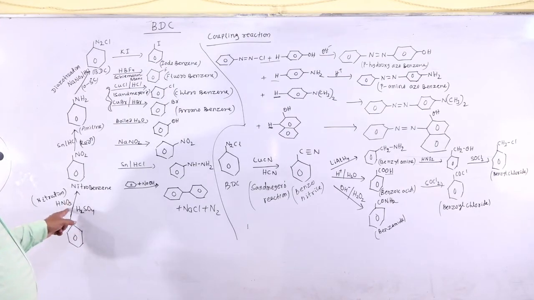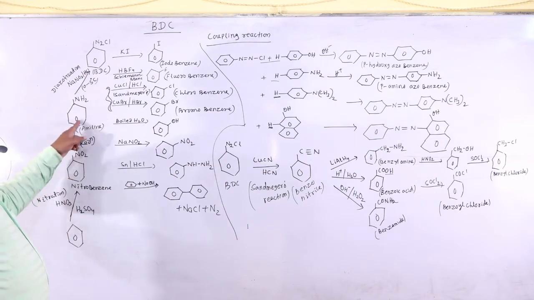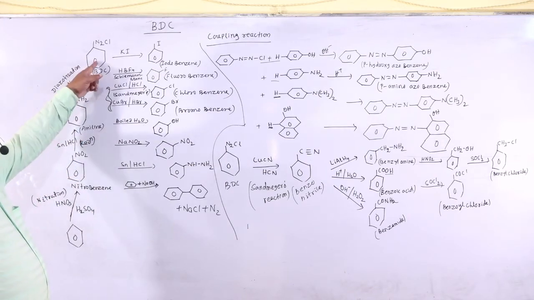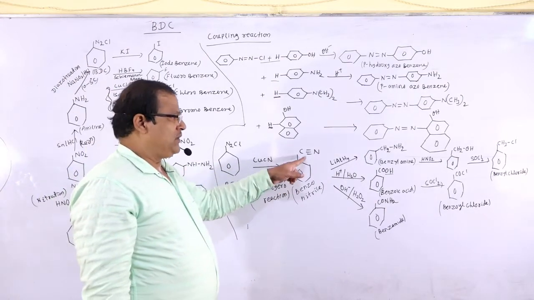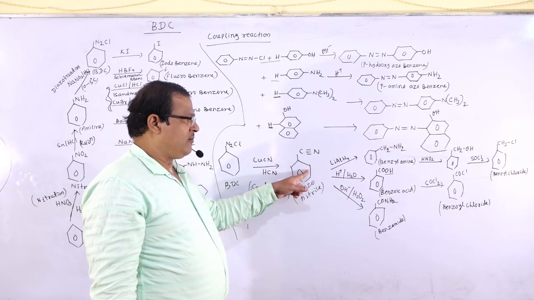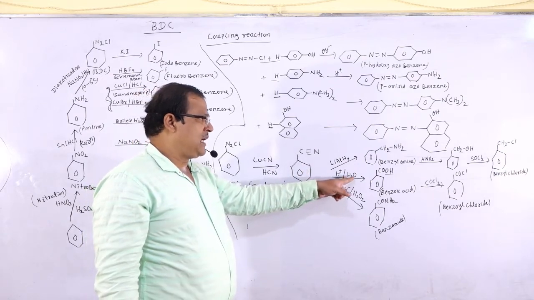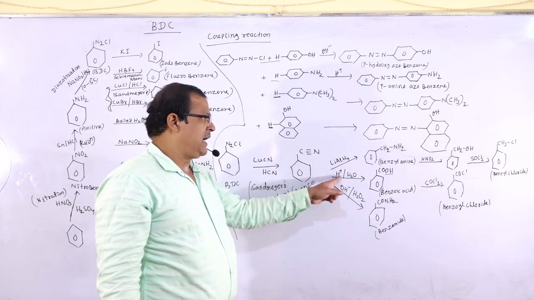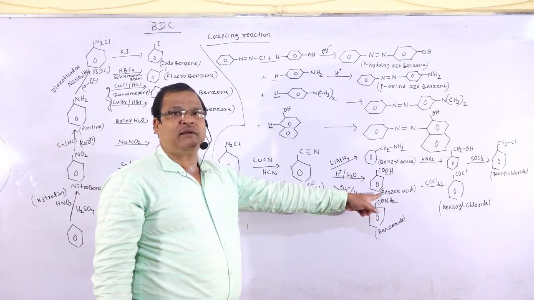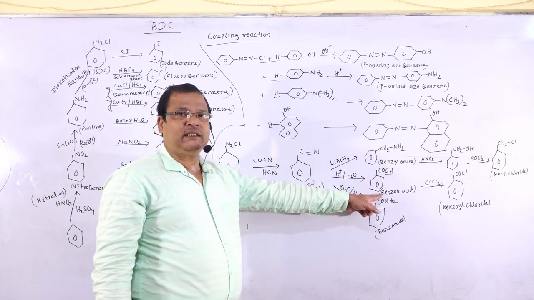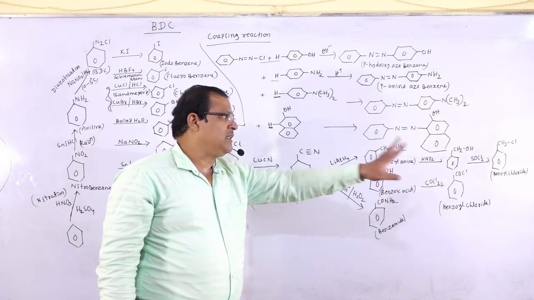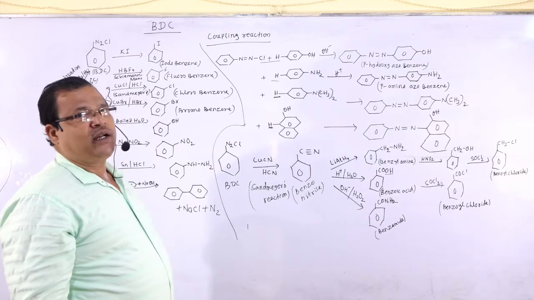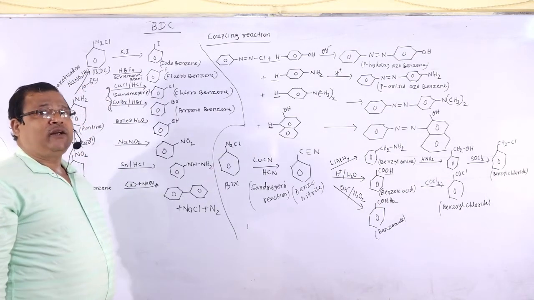Benzene, with HNO3 and H2SO4, gives nitrobenzene. Tin and HCl give aniline. NaNO2 and HCl give BDC (benzene diazonium chloride). BDC treated with CuCN gives benzonitrile. Benzonitrile treated with H+ and water, that is acid hydrolysis, forms benzoic acid. Benzoic acid treated with PCl3, PCl5 or SOCl2 forms benzoyl chloride.